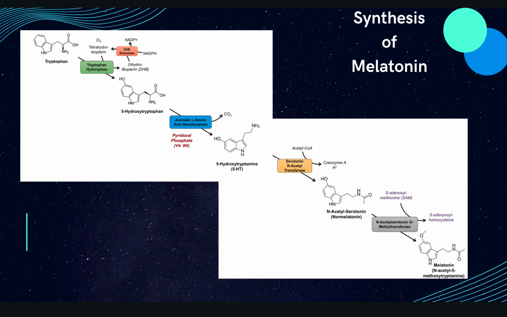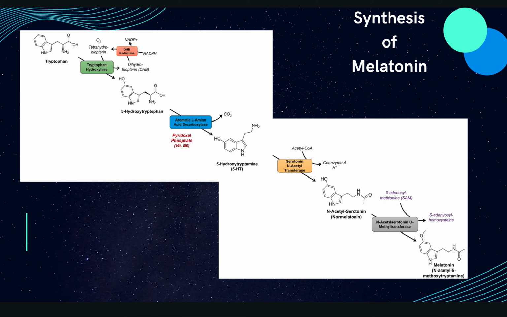And many of us know what serotonin is. It's a neurotransmitter that is found inside the body. So serotonin, or 5-hydroxytryptamine, is then turned into N-acetylserotonin. Serotonin N-acetyltransferase is the enzyme that does that, and as the name implies, it transfers an acetyl group onto the 5-hydroxytryptamine.